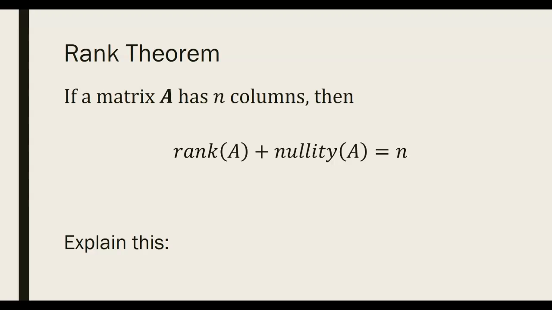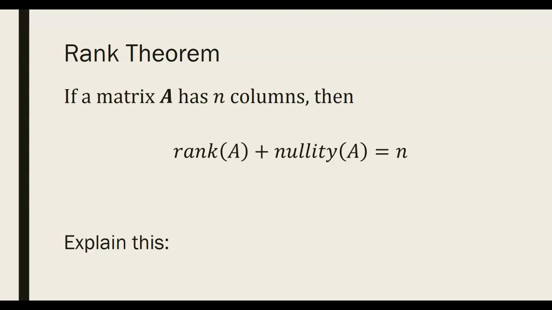Basically, if I were to ask you to explain this on a test, I would expect you to say something like, well, when you row reduce A, the total number of columns will be the number of pivot columns plus the number of columns which represent free variables. The number of pivot columns is the rank of A. The number of free variable columns is the nullity of A, and therefore rank plus nullity has to add up to n. Something along those lines.